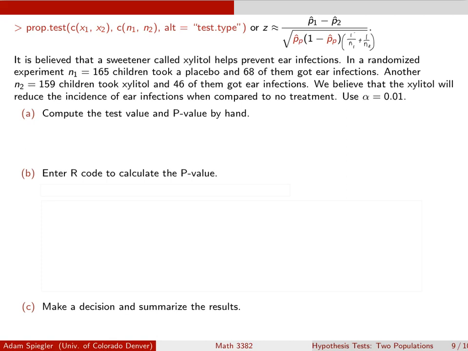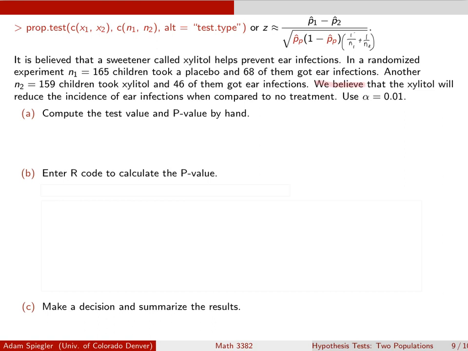Okay, so in this video, we are going to walk through an example of doing a hypothesis test on the difference of two proportions. The example that we'll take a look at is an artificial sweetener called xylitol, and researchers believe that this sweetener might actually help prevent ear infections. So before we go any further, let's consider what their claims are here.